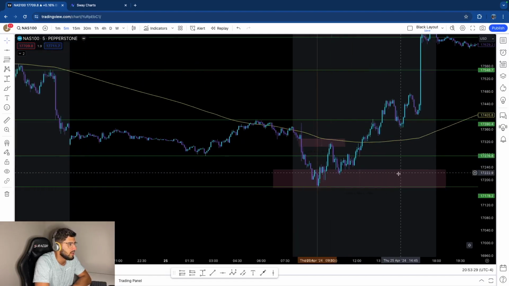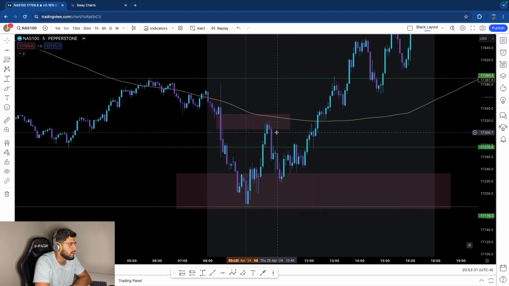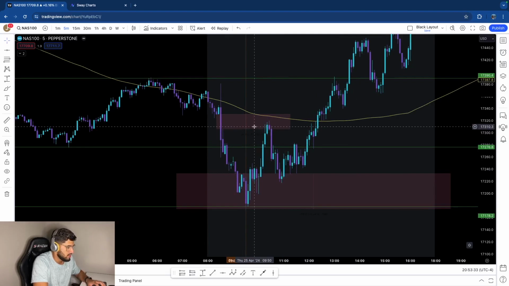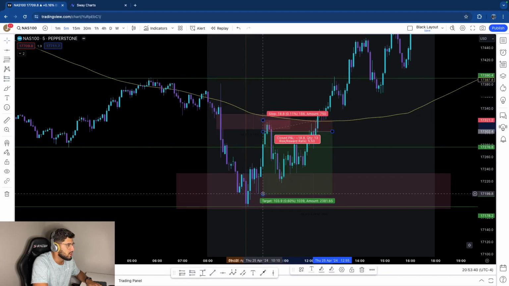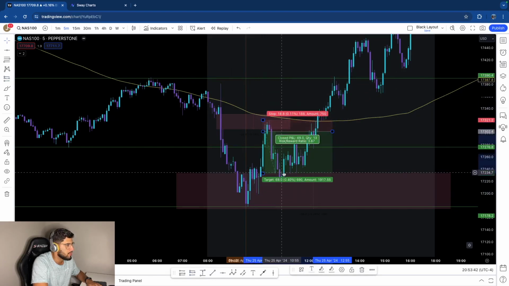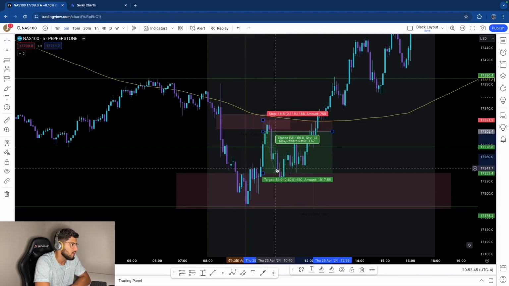I took my short right here. It started rejecting, took my short, and then it started pushing back up right here. So we got out somewhere right here.